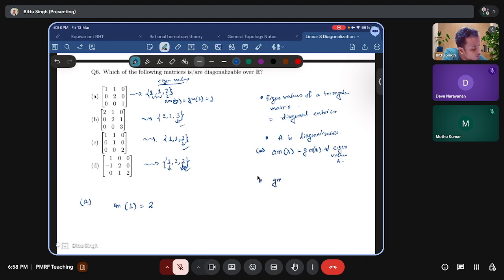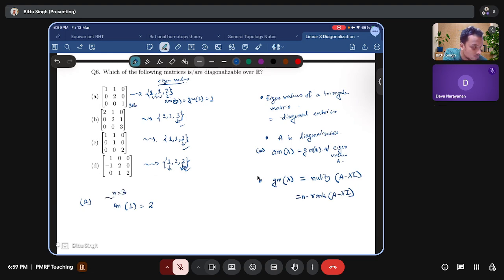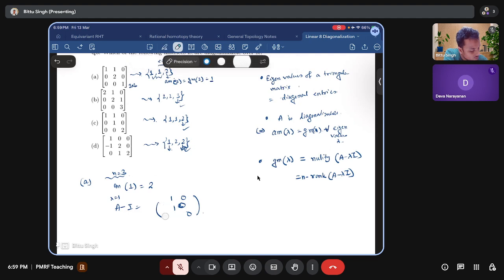So again we recall that the geometric multiplicity of lambda is the same as the dimension of the null space, that is the nullity of A minus lambda I. And this is the same as n minus the rank of A minus lambda I. In this case it is a 3 by 3 matrix, so n equals 3, and A minus lambda I, lambda is 1 in this case, A minus I, is actually 0, 1, 0, subtracting from the diagonal, and the entries above are 1, 0, 0, right? So this is what the matrix will look like.